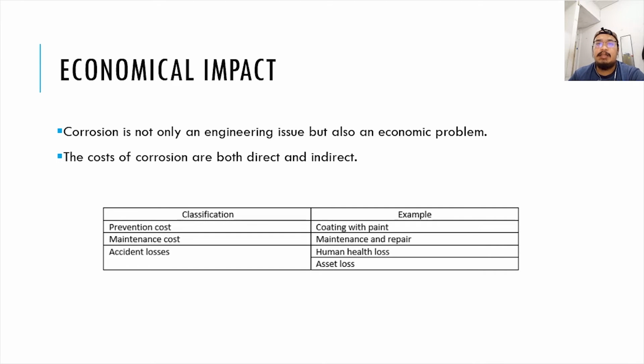An accident may happen if no action is taken to prevent the grill from corrosion. As we can see, the classification is prevention cost, for example, coating with paint. For the maintenance cost, there is maintenance and repair for the grill. There may be accident loss if we do not maintain the grill.